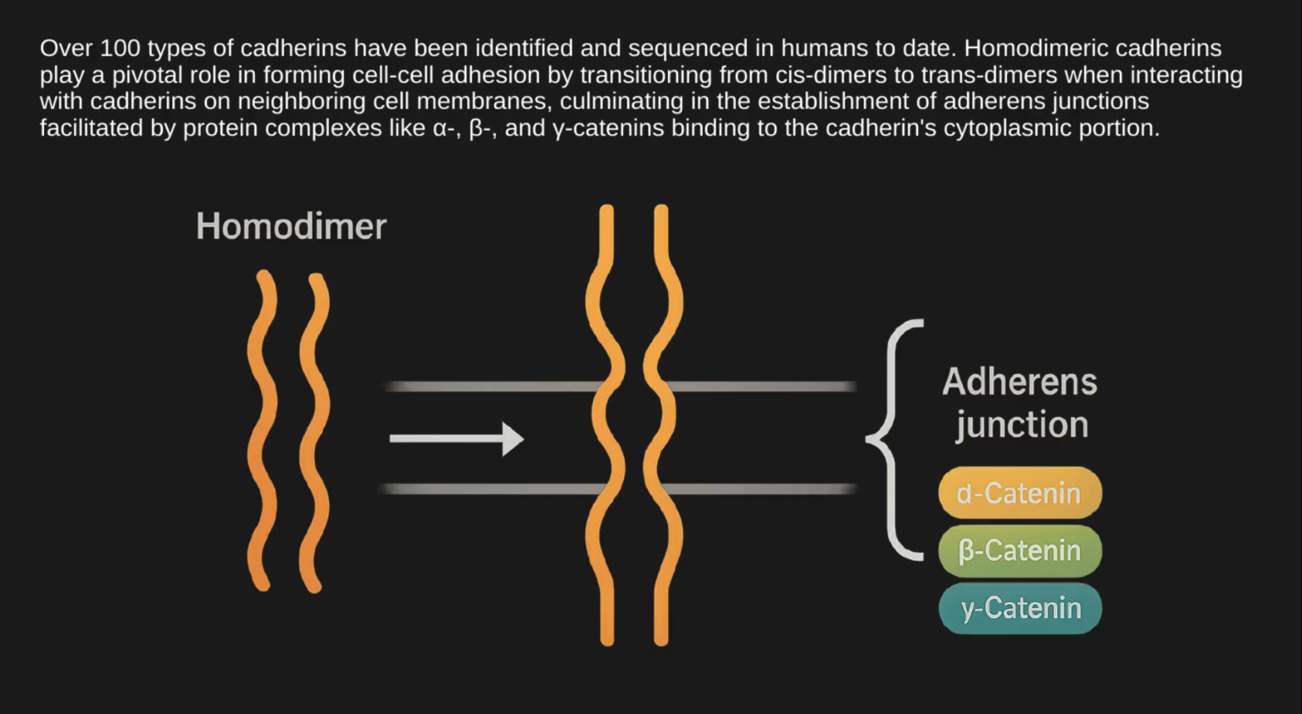Homodimeric cadherins play a pivotal role in forming cell-cell adhesion by transitioning from cis-dimers to trans-dimers when interacting with cadherins on neighboring cell membranes, culminating in the establishment of adherens junctions facilitated by protein complexes like alpha, beta, and gamma catenins binding to the cadherin's cytoplasmic portion.